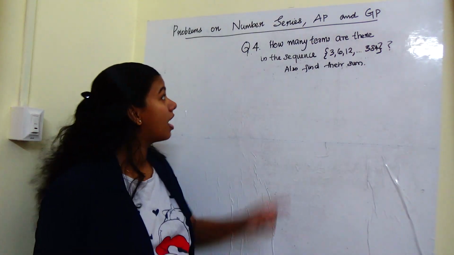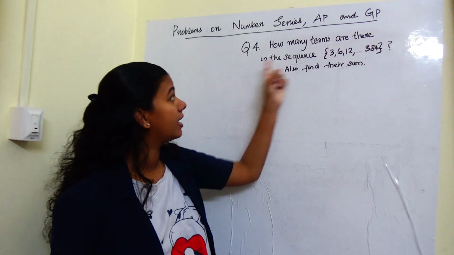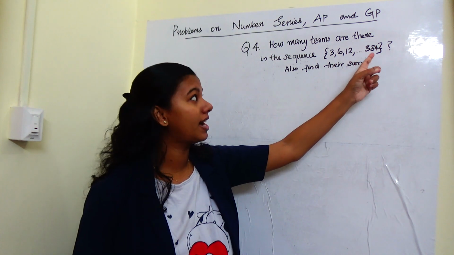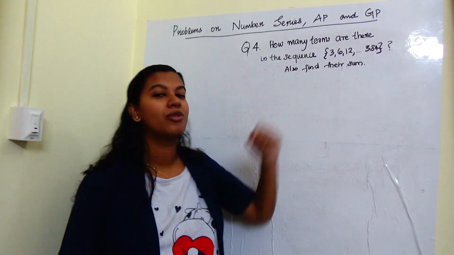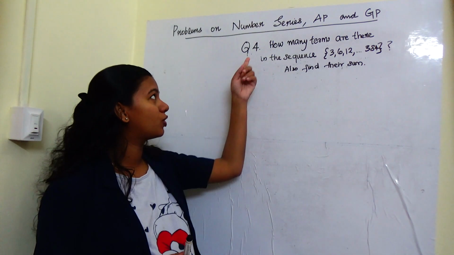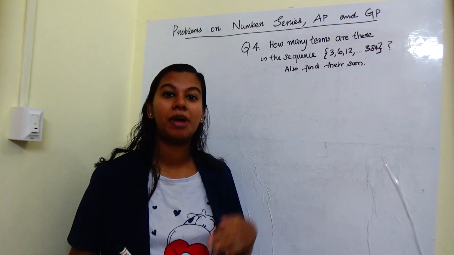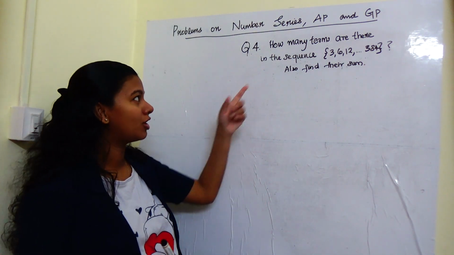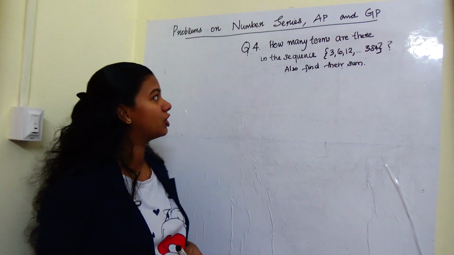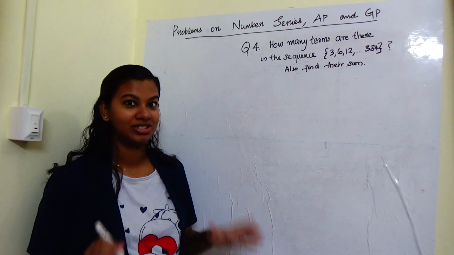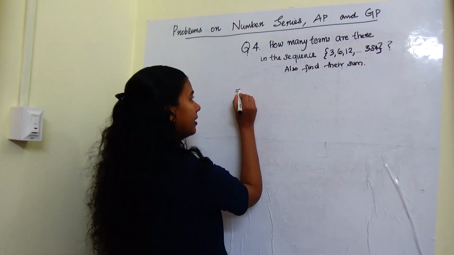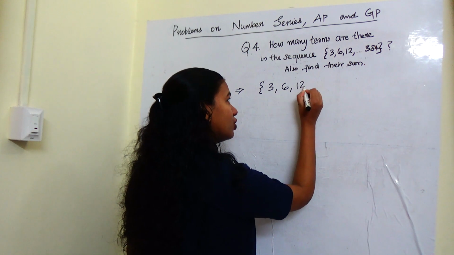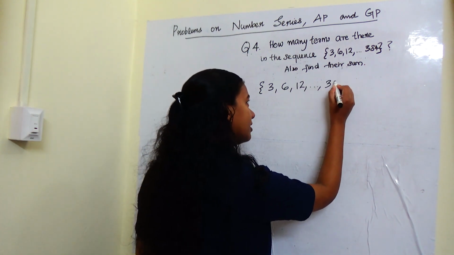So the question is, how many terms are there in the sequence 3, 6, 12, etc. 384? Also find their sum. Okay, so I put question number 4 because already in my previous video I discussed three problems. Now let's work out this question. So first I'll write down the sequence. Okay, the sequence is 3, 6, 12, etc.